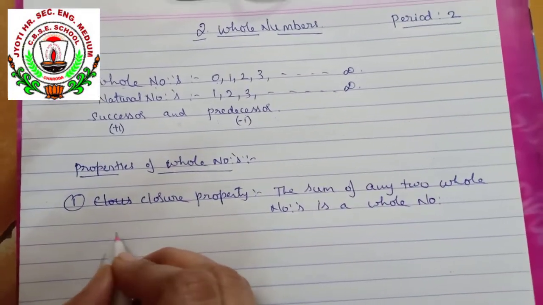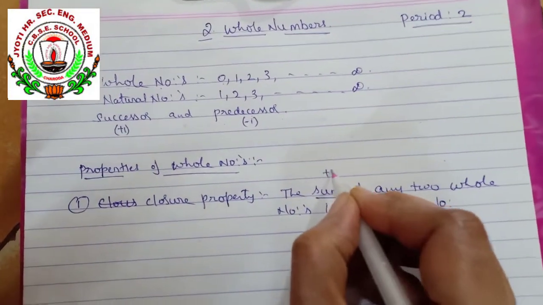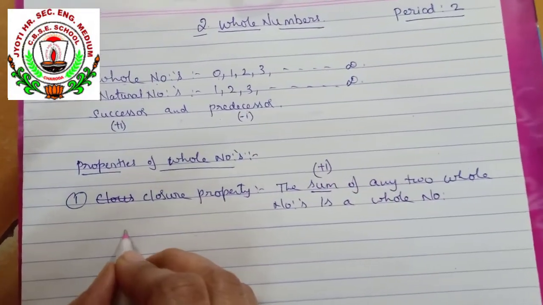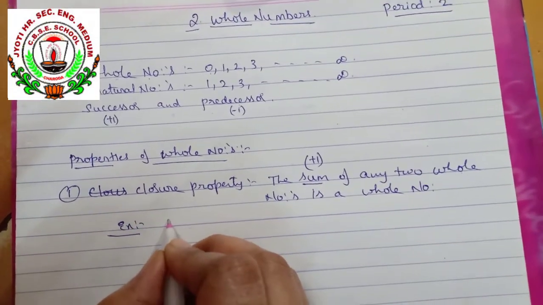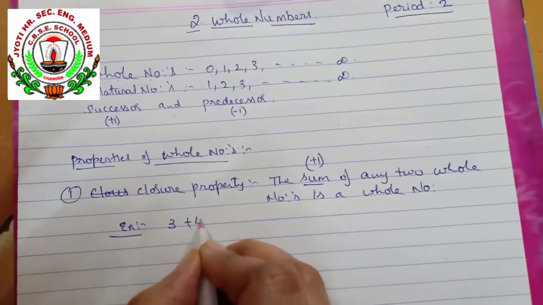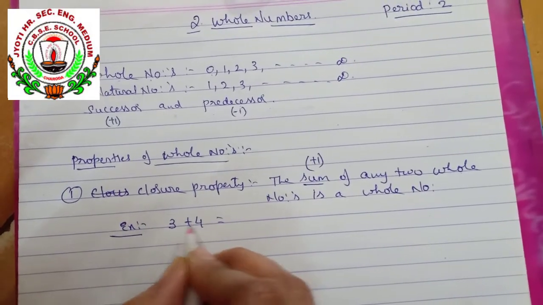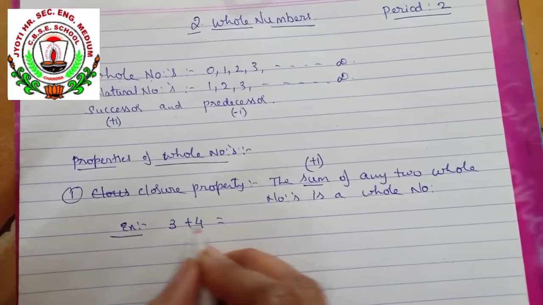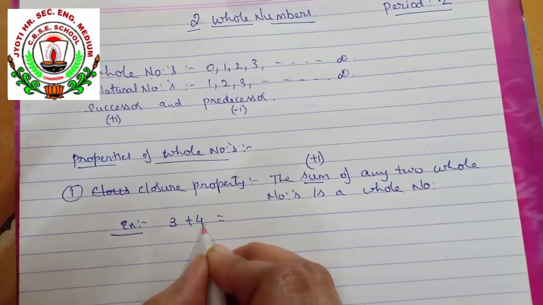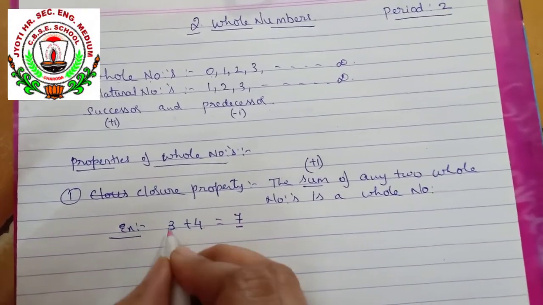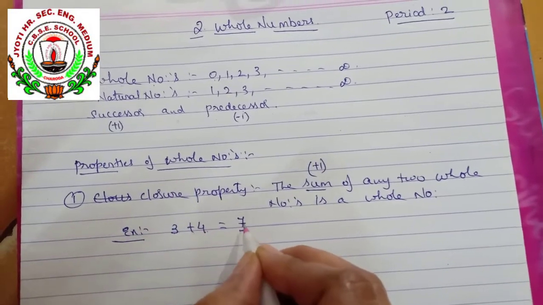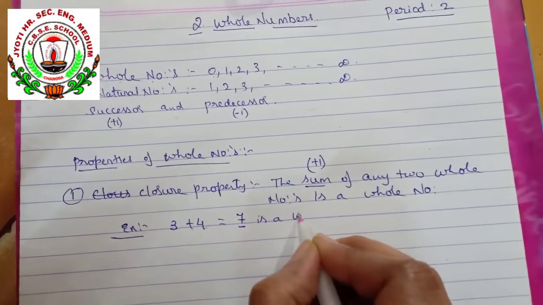Sum means plus. When we add any two whole numbers, like 3 plus 4, 3 is a whole number, 4 is a whole number. So when we add any two whole numbers, we have a whole number only as the answer. That is, 3 plus 4 is 7. 7 is a whole number.